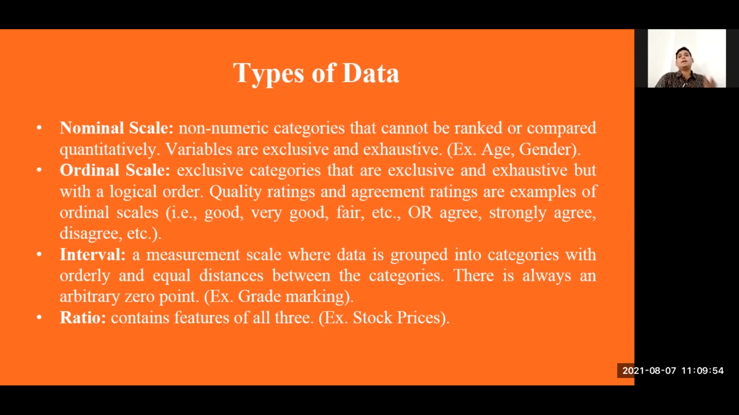Then the second part is ordinal scale data. What is ordinal scale data? Ordinal scale data are categories that are exclusive and exhaustive, but with a logical order. What is meant by logical order?